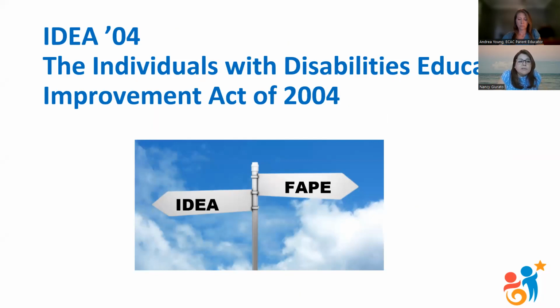IDEA is the federal education law for individuals with disabilities, and it's called the Individuals with Disabilities Education Improvement Act of 2004. The most important piece about this federal education law is FAPE. What is FAPE? FAPE is the free, appropriate public education. It says that every student with disabilities has a right to a free, appropriate public education.